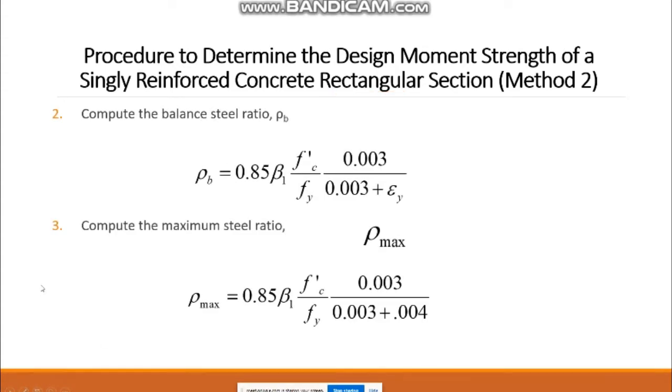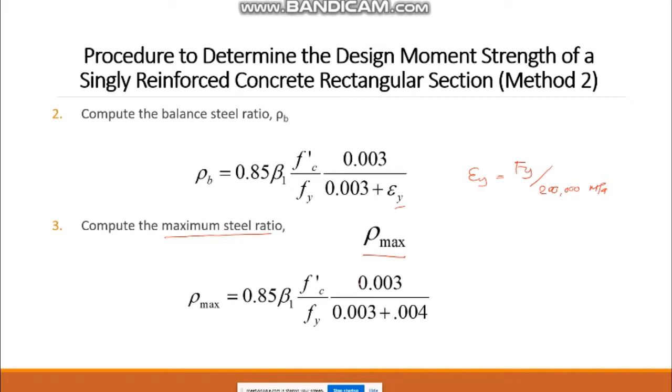Second step natin is calculate the balanced steel ratio. Okay? So kung balanced, ano ba ang balanced steel ratio? Because we will be using that one later on kung compression or tension control pa. No? So the balanced steel ratio is equivalent to 0.85 beta 1 times fc prime over fy times 0.003 over 0.003 plus epsilon y. So we'll compute kasi epsilon y. Again, epsilon y is equivalent to fy all over 200,000 megapascal.